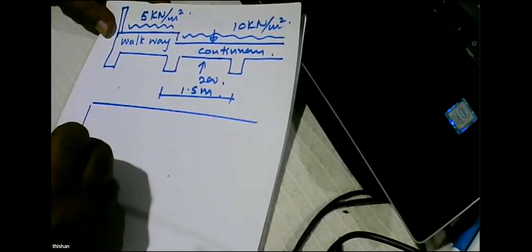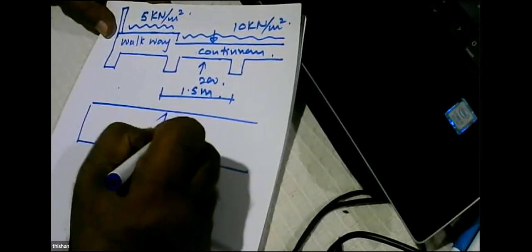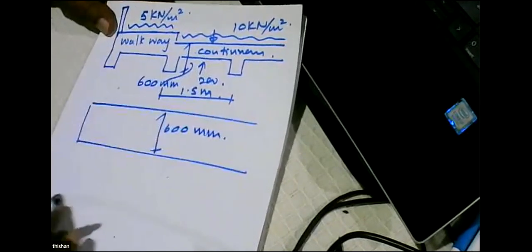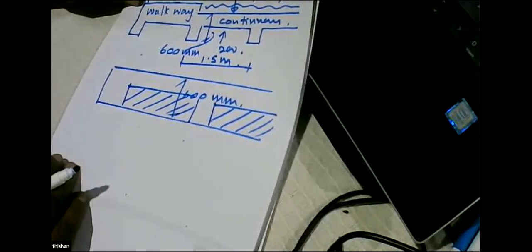So what is the net effect? The net effect is that we have a slab. Instead of using a 600 millimeter thick slab, we are actually having an overall depth of 600 millimeters. Why? Because now we are removing most of this concrete that is adding to the weight. Most of this concrete is removed that is adding to the weight.